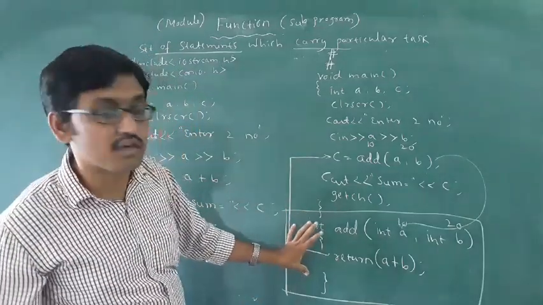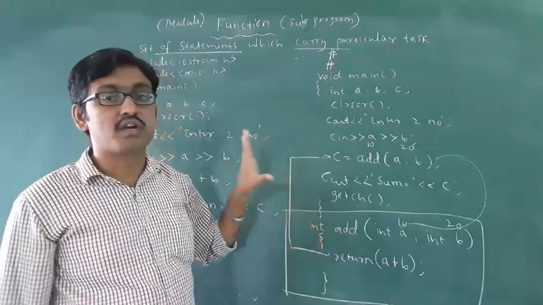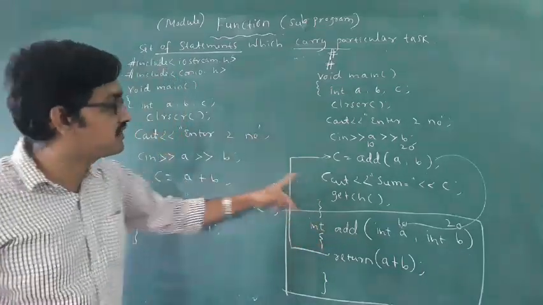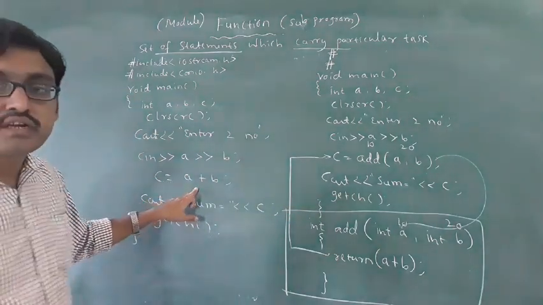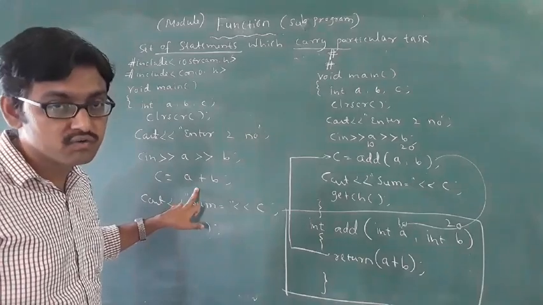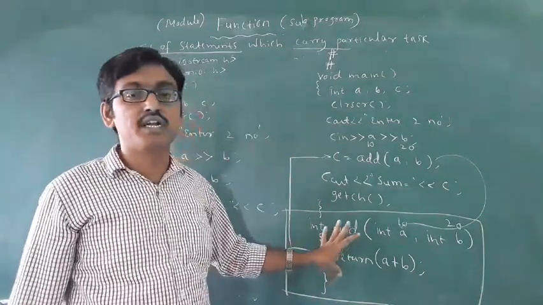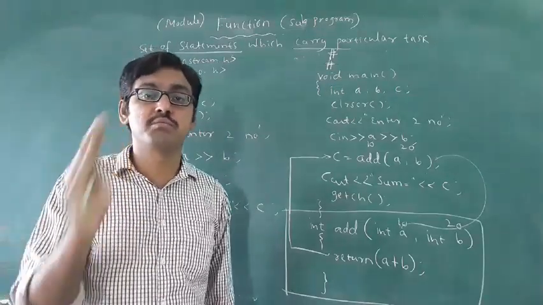These are nothing but sub programs. A large program can be divided into sub programs. Then what is the difference between these two programs? See, this is a normal program. Here the calculation can be done only in the main function, but here calculation can be done in a function. Okay, this concept you have to remember.